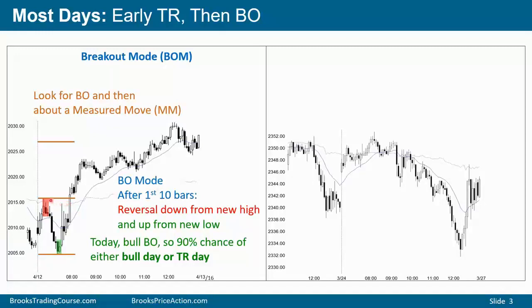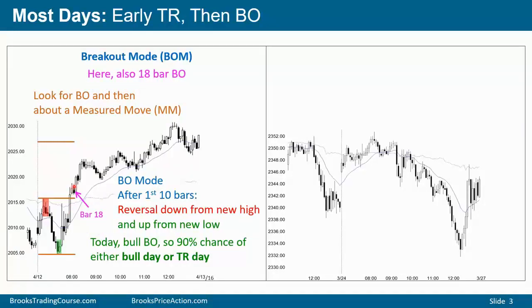The initial goal for the bulls is about a measured move up, and sometimes it can be much more, sometimes less, but that's a reasonable initial goal. Remember, you're buying the breakout because this initial range is about half or less the size of an average day's range, and you'd expect the range to get up to an average day's range, and therefore a measured move up.